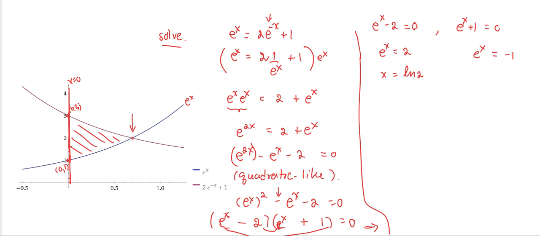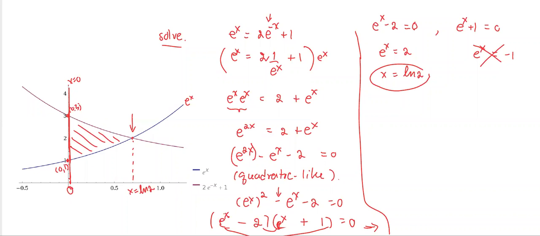Recall the exponential can never be non-positive, or even 0. It cannot happen. So this case is not possible. So now we get the intersection at x equals natural log 2. Okay, we got the left bound 0 and the right bound natural log 2.